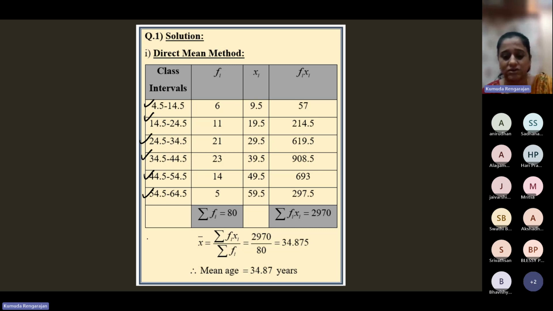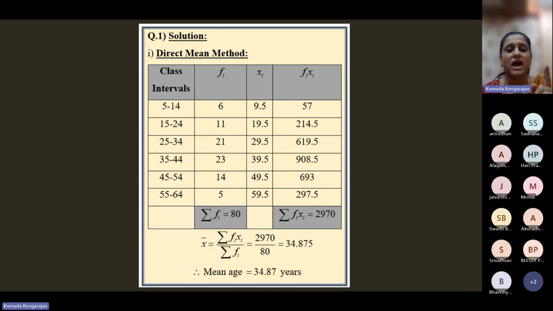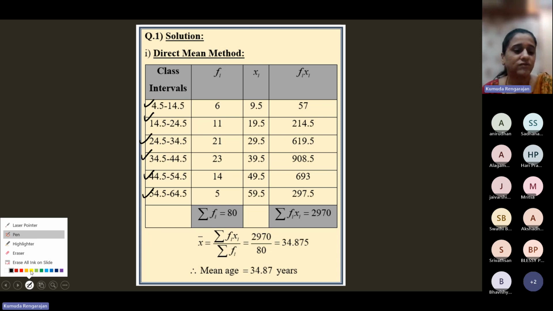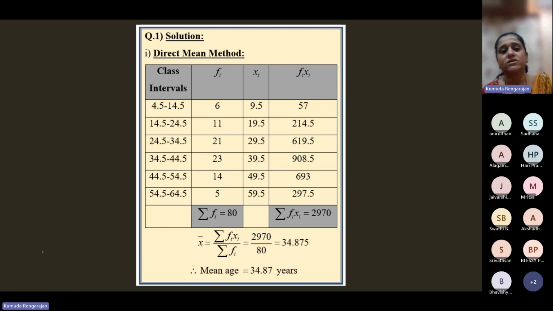This is a different slide, children. This is a different one, meaning I have worked it without making the class intervals continuous. Even if you make the class intervals continuous, you will still get precisely the same answer. So here we have made the class intervals continuous. So these are the new class intervals.